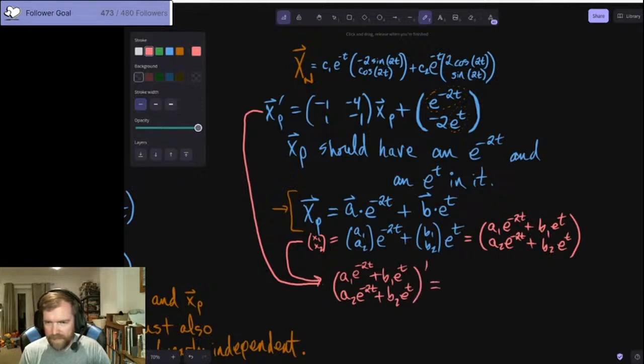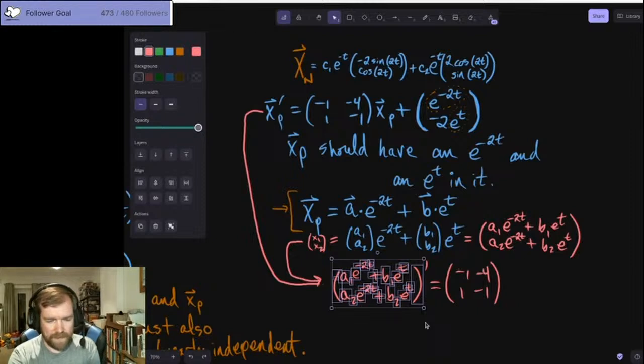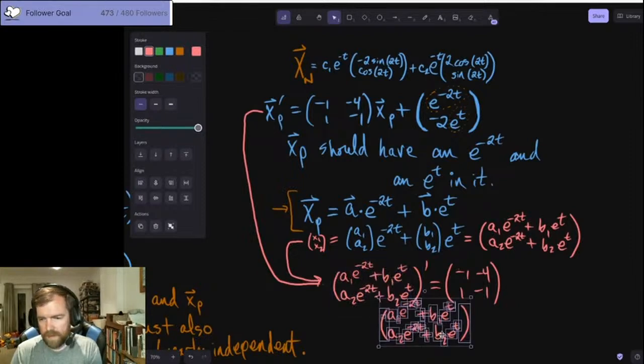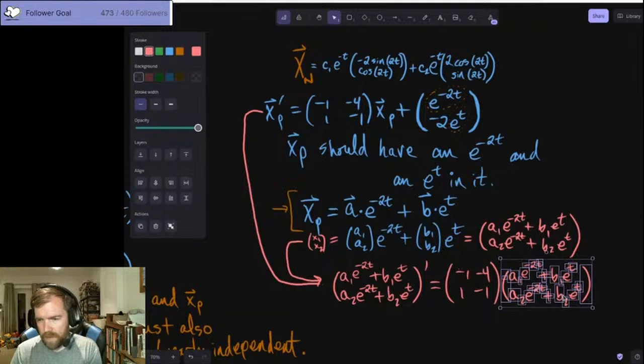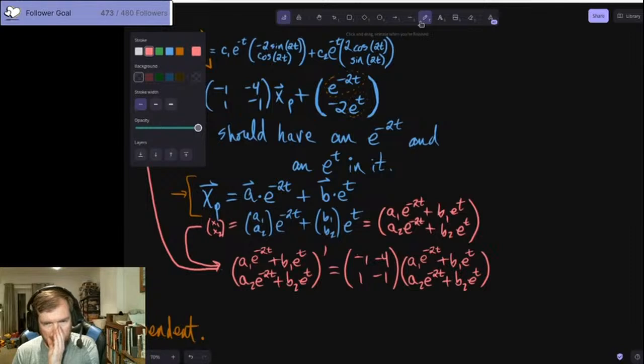All right, X_P prime is equal to -1, -4, 1, -1, multiplied by the same vector. I just literally said same vector. That makes it way easier. We just copy it. Digital age. Work smarter, not harder. All right, e to the negative 2t and negative 2 e to the t. There.